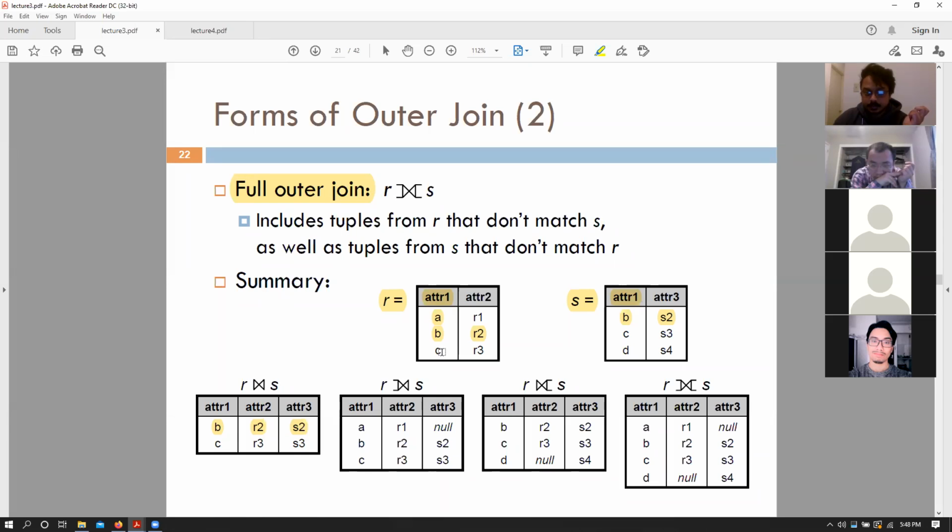Then we have C. Okay, again, for C, we have a common attribute value for both of those. So attribute 2 gets R3, attribute 3 gets S3. So we have R3 and S3 for the value of C. Now we still have one more thing to do. We also need to check for D. D does not exist for R. So that particular value of D is not part of the final natural join solution, right?